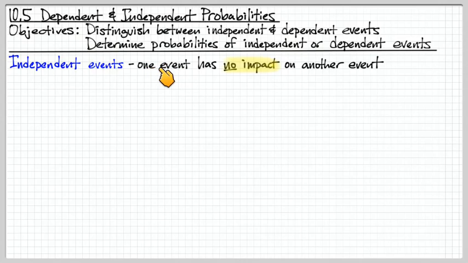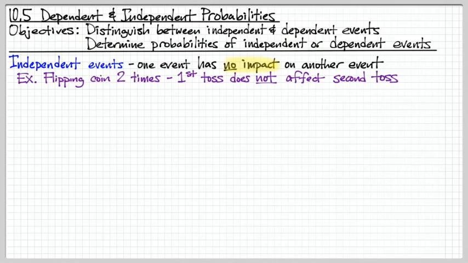These are events that have no impact on another event. Meaning, let's take for example flipping a coin 2 times. The first toss of a coin does not affect the second toss, so we say that flipping a coin twice, we say that the first event is independent of the second event.